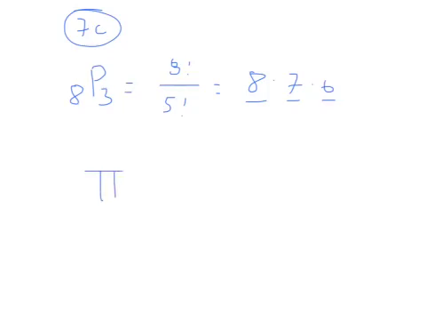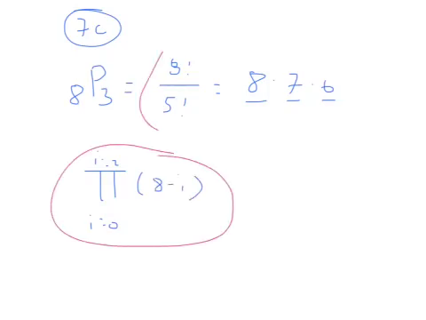In 7c, another permutation problem, almost identical. We're going to have 8 factorial over 5 factorial, which gets us to 8 times 7 times 6. We've got the three factors and they're descending. We could write this in pi notation, which is i equals 0 to i equals 2 of 8 minus i. So pi notation, factorial notation, and then simplifying.